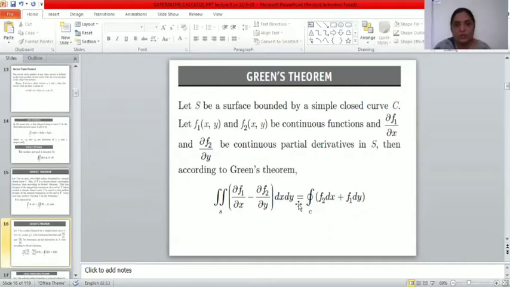Green's theorem is again a combination of line integral and surface integral. If it is M dx plus N dy, then it is the double integration of dou N by dou x minus dou M by dou y with respect to dx and dy. If we talk in terms of f1 and f2, then the integration of f2 dx plus f1 dy is equal to the double integration of the derivative of f1 with respect to x minus the derivative of f2 with respect to y.